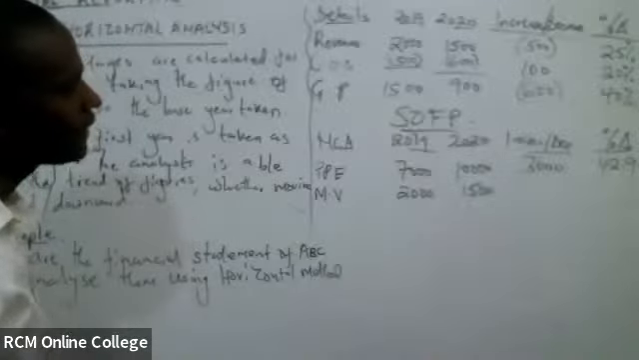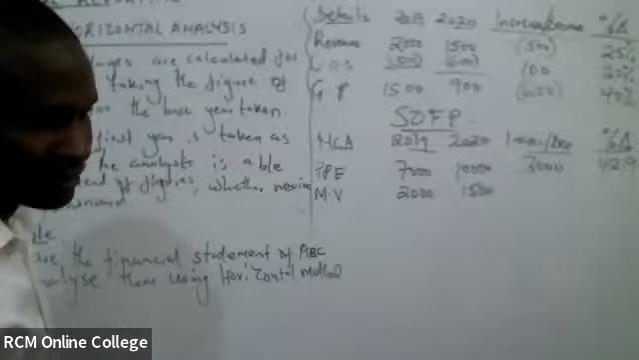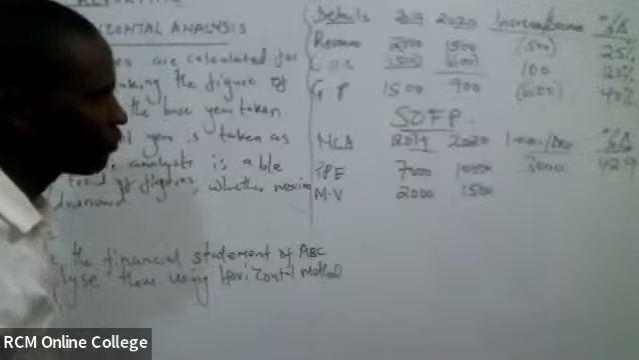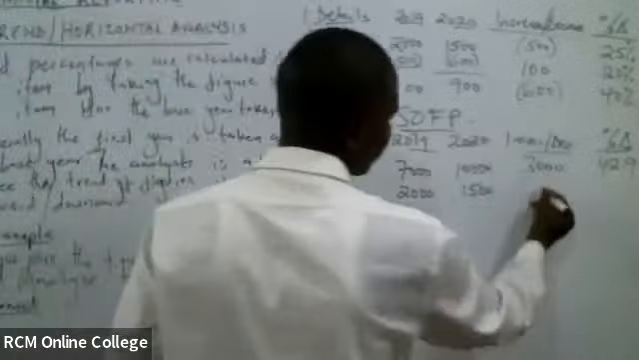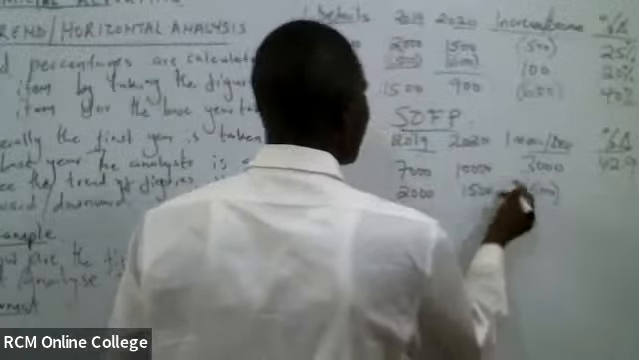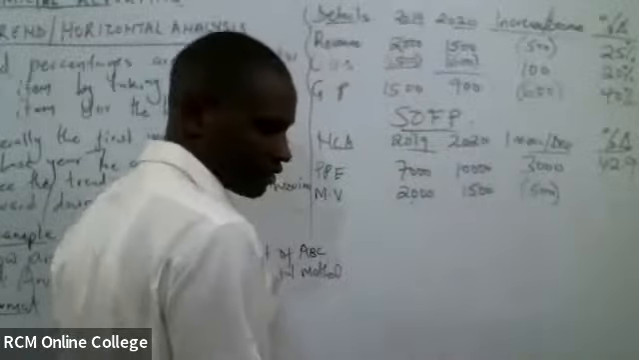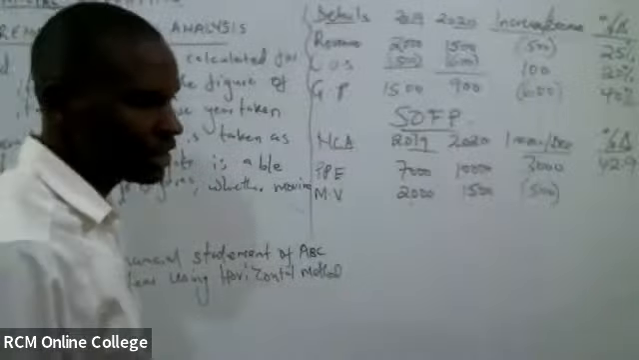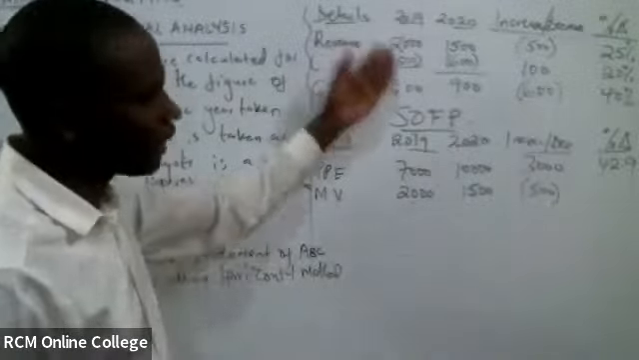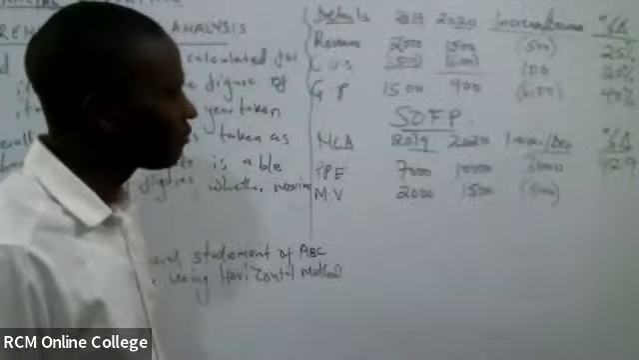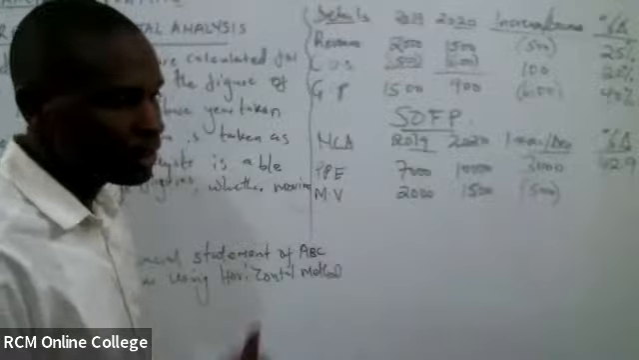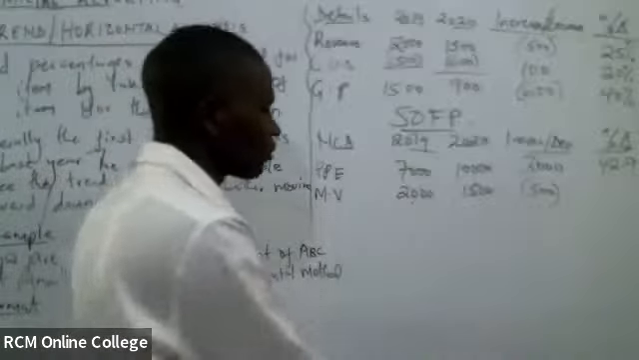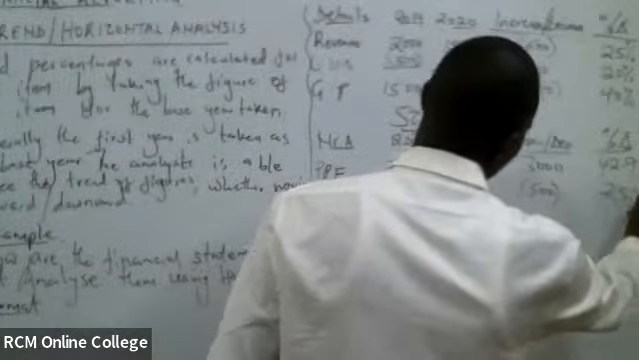Motor vehicle decreased by 500. So 500 hapa ni negative. Divide by 2,000. 500 divided by 2,000. Itakuwa ngapi? Nataka sasa we interpret. We give us some comment kidogo ya hizi. Nipatie 500 divided by that. Unachukua ikiwa positive. Ikiwa 25%. Thank you so much.